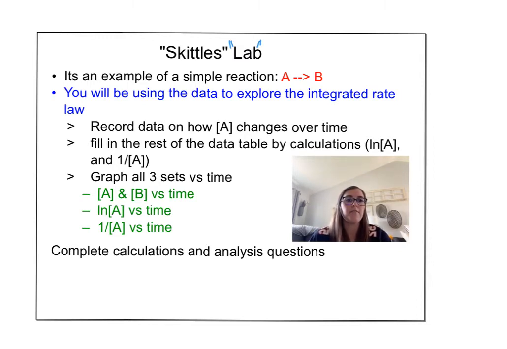But what you're going to do is we have this simple reaction, A makes B. A is the reactant, B is the product, and we're going to use data to start to get to know and work with the integrated rate laws. So we're going to figure out how the concentration of A, our reactant, changes over time. Then we'll fill in a data table. Once we know the concentration of A over time, we can take the natural log of A and we can take 1 over A, and we are going to graph by hand today, going old school on you, 3 separate graphs using that information, and then you'll be able to complete calculations and analysis questions based off the graphs.